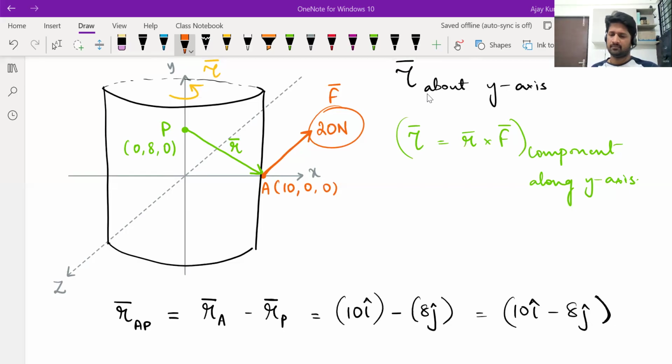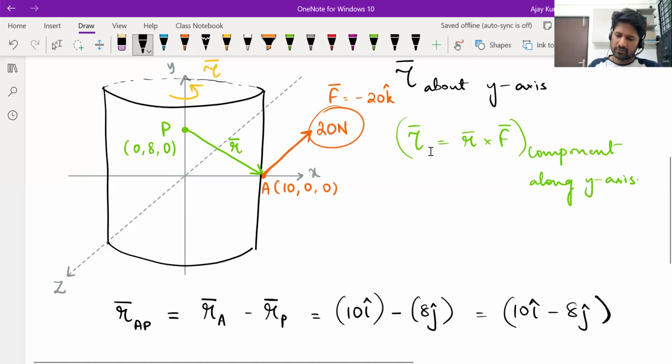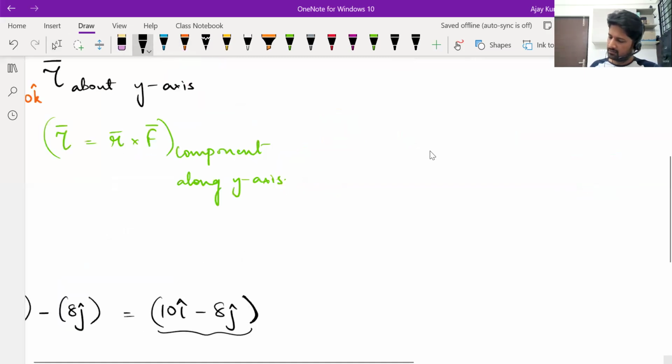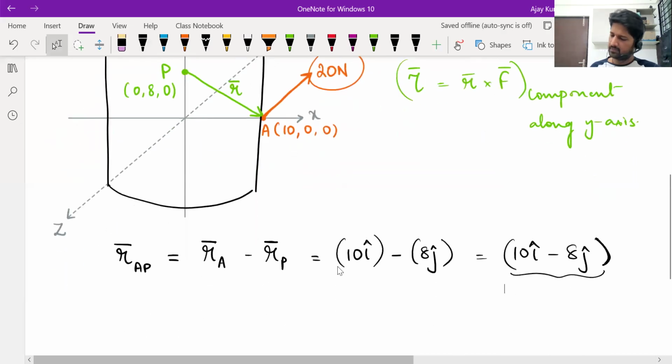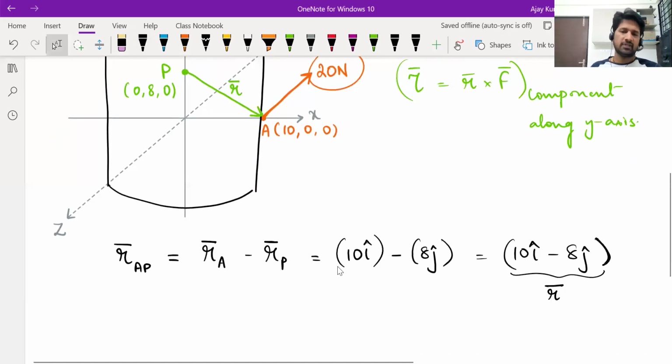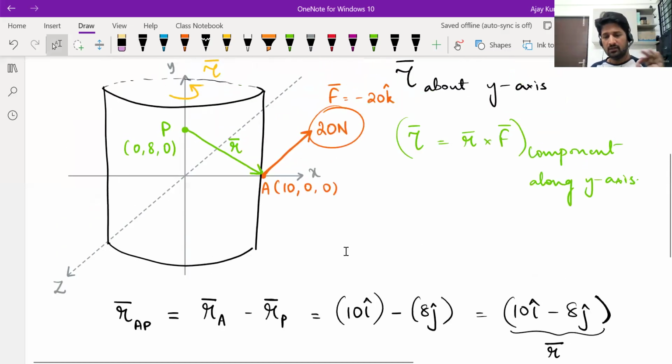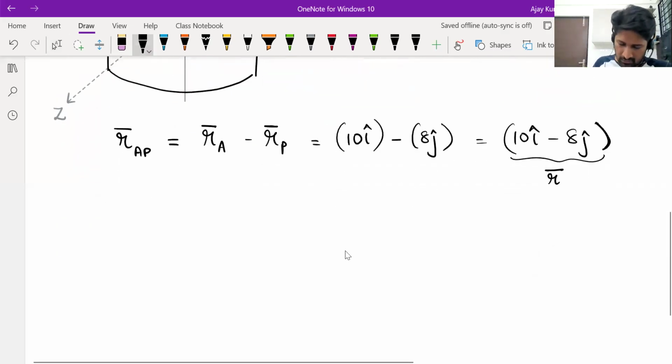So minus 20 kg. That's all. Negative Z direction, 20 units. So the force vector is minus 20 K cap. Okay. You have the position vector 10 I cap minus 8 J cap, and you have the force vector minus 20 K cap. Take their cross product now.